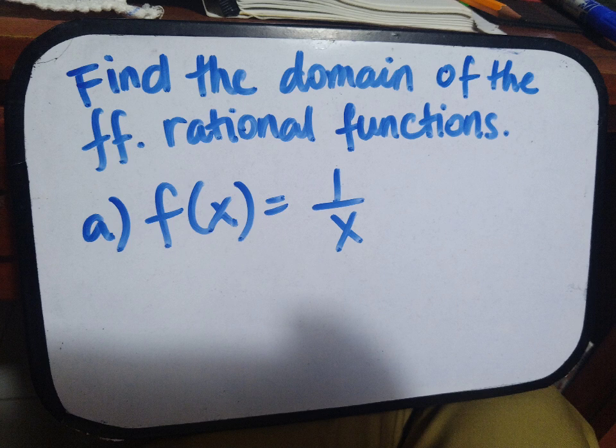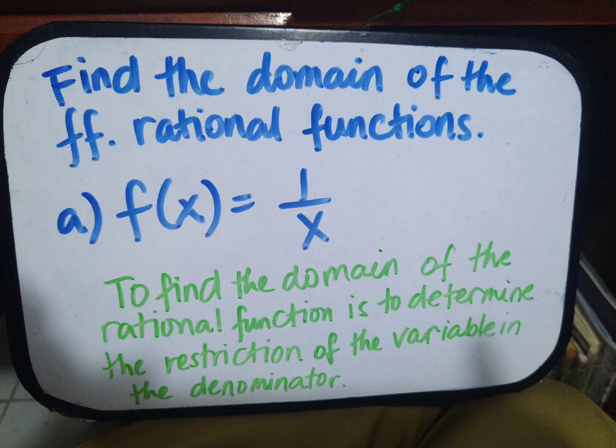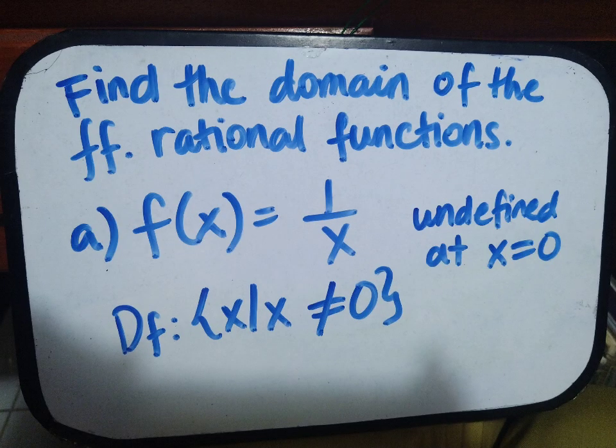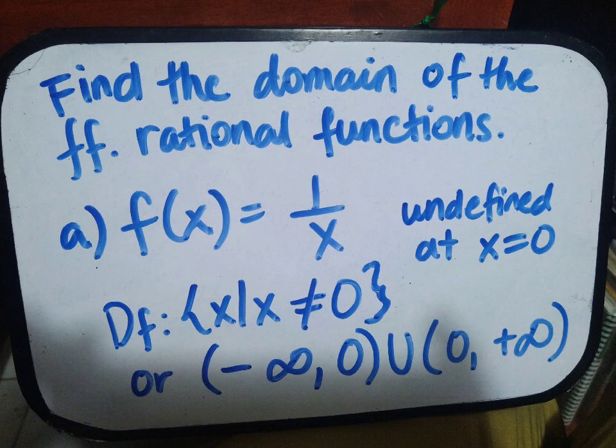Let's now find the domain of the rational function, which is f of x is equal to 1 over x. To find the domain of the rational function is to determine the restriction of the variable in the denominator. Therefore, this function is undefined at x is equal to 0. So the domain of the function is x such that x is not equal to 0. Or the answer would be from negative infinity to 0 union with 0 to positive infinity.